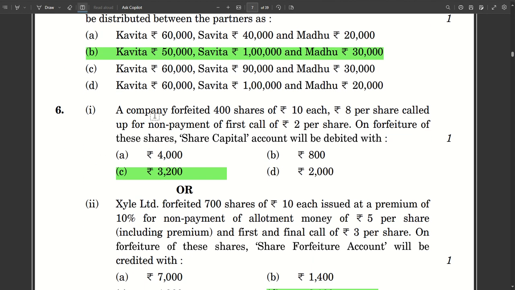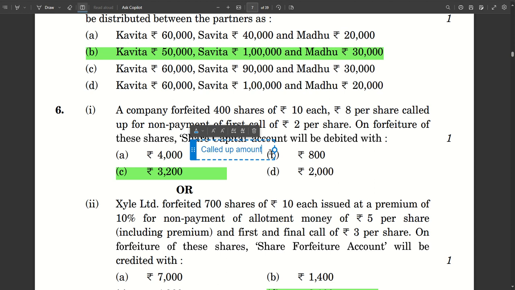Number 6. A company forfeited 400 shares of 10 each at rupees 8 per share called up for non-payment of first call of 2 per share. On forfeiture of these shares, share capital account will be debited with. Now always remember in these cases, the share capital amount is always debited with the called up amount. So don't forget this. I've seen a lot of students forgetting this called up amount.